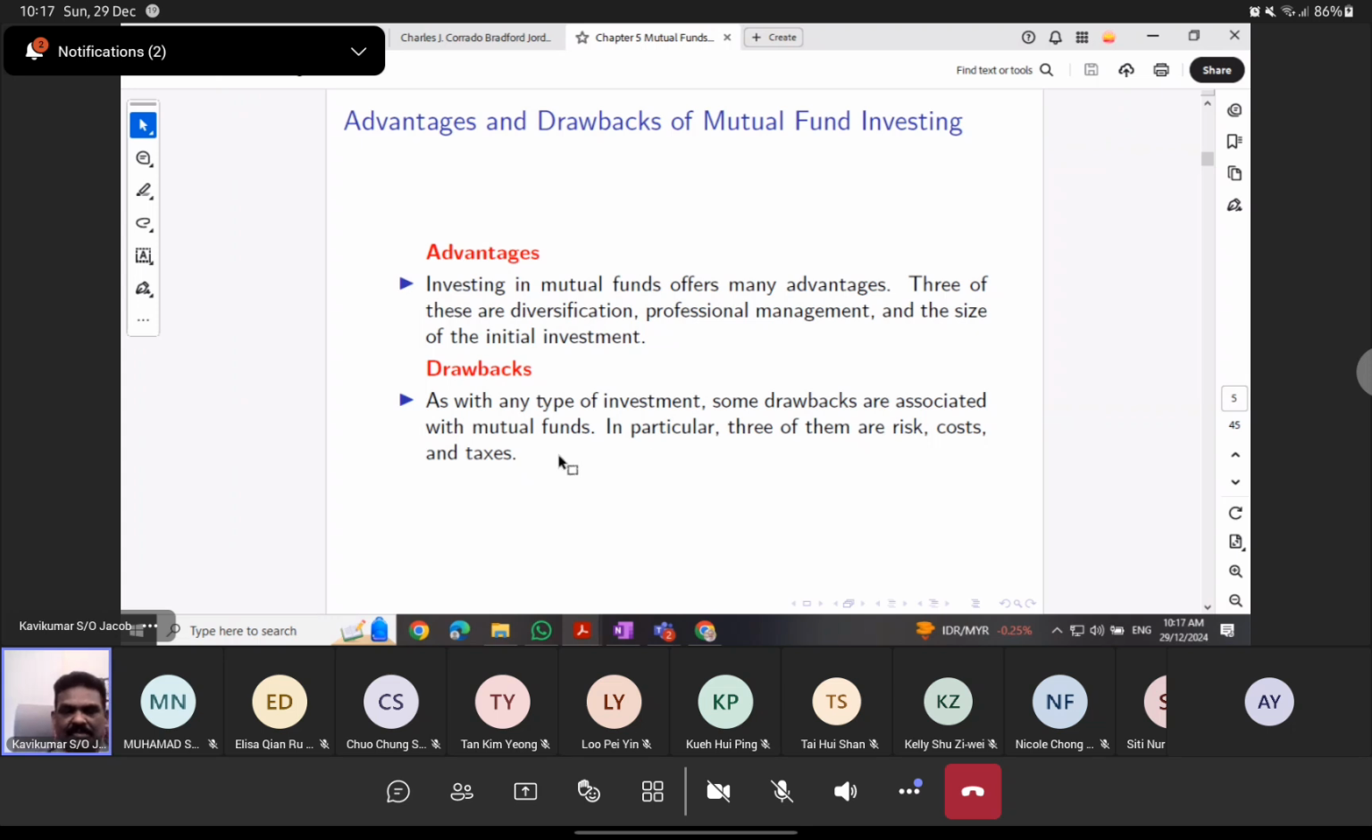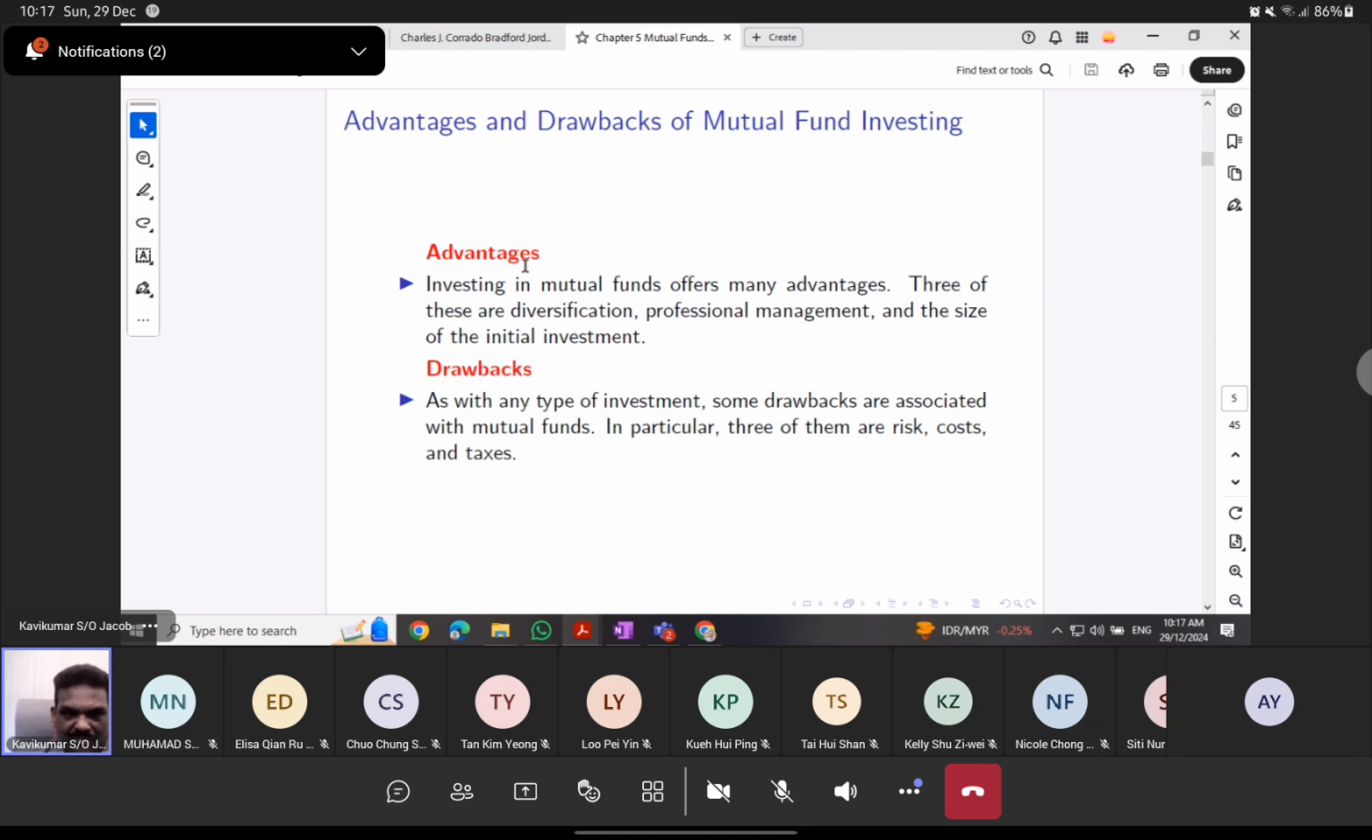Okay, so the drawback is that if you invest your money in a mutual fund, there is a risk. Later you will understand why a mutual fund has some risk. Okay, it's not like a fixed income. And cost and taxes. Taxes are imposed by the government on your mutual fund.